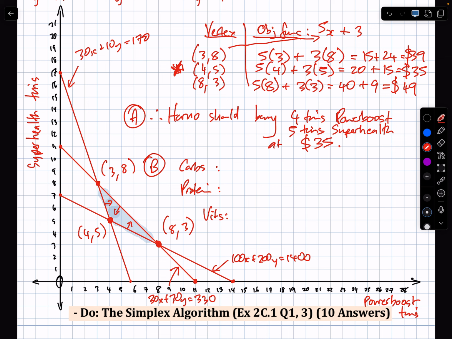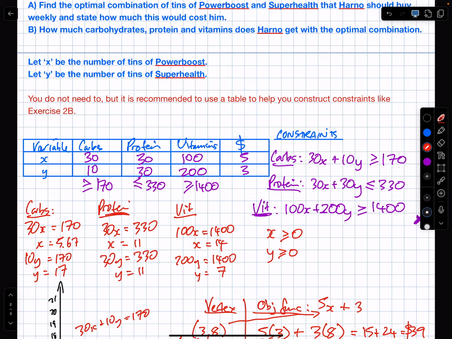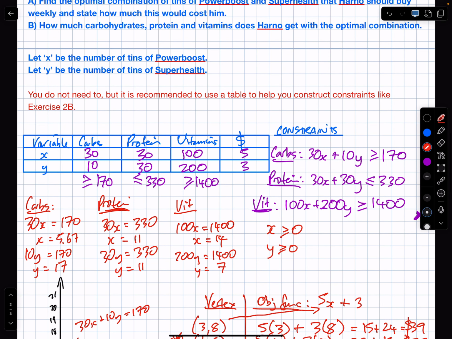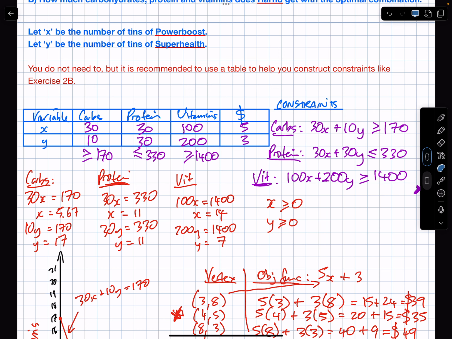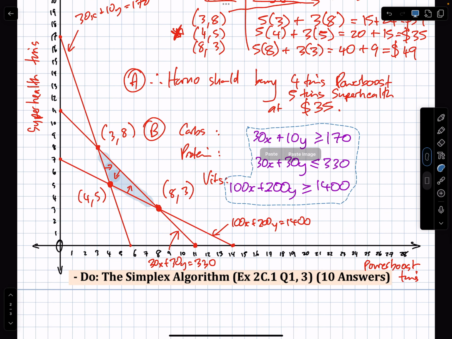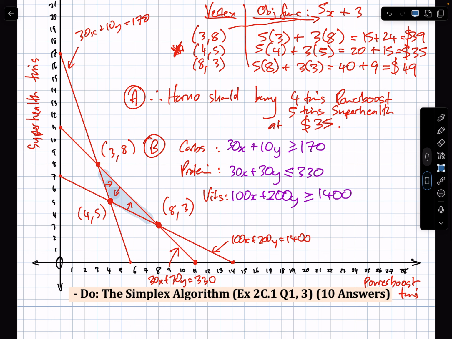Yes, good. Okay, how do we answer B? How much carbs, protein, and vitamins does Hano get with the optimal combination? Well, we have the constraints here. This is going to tell us how much. So copy. Right? These don't refer to anything right now because we don't know what X is. But have we just determined the best solution for him? 4 and 5? Yep. So plug that into this.